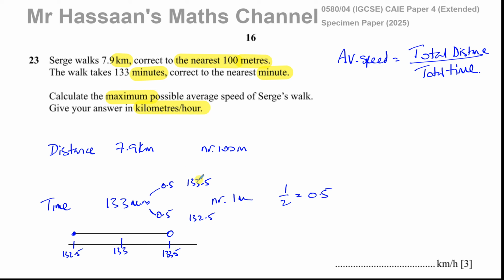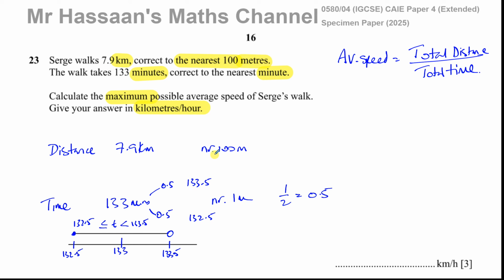So what it means is the time is between 132.5 included, but less than 133.5 not included. We don't put the equal sign there. So this is the upper bound, meaning everything just below this value, and this is the lower bound. So we found the upper and lower bound for the time.